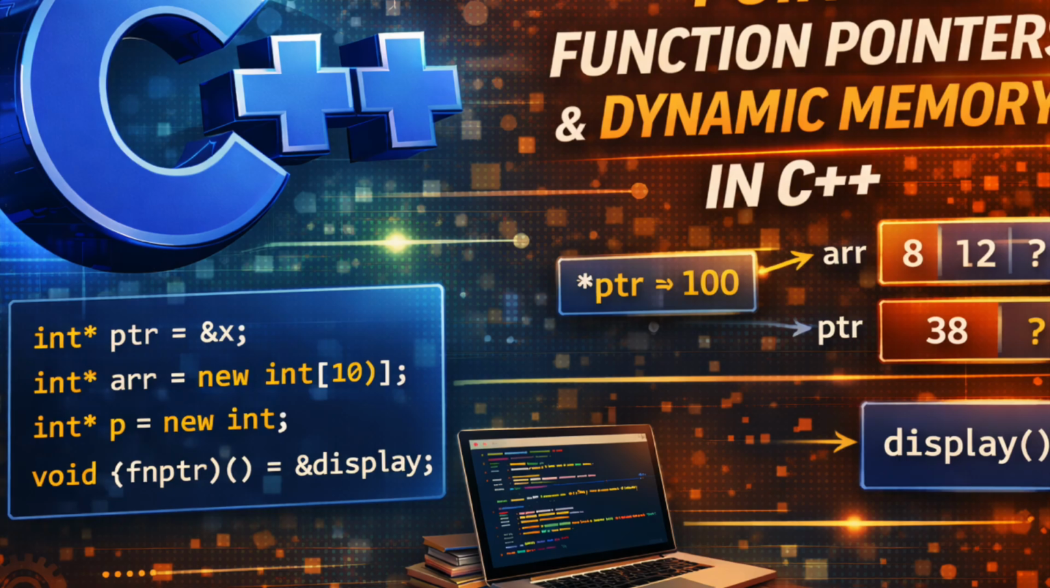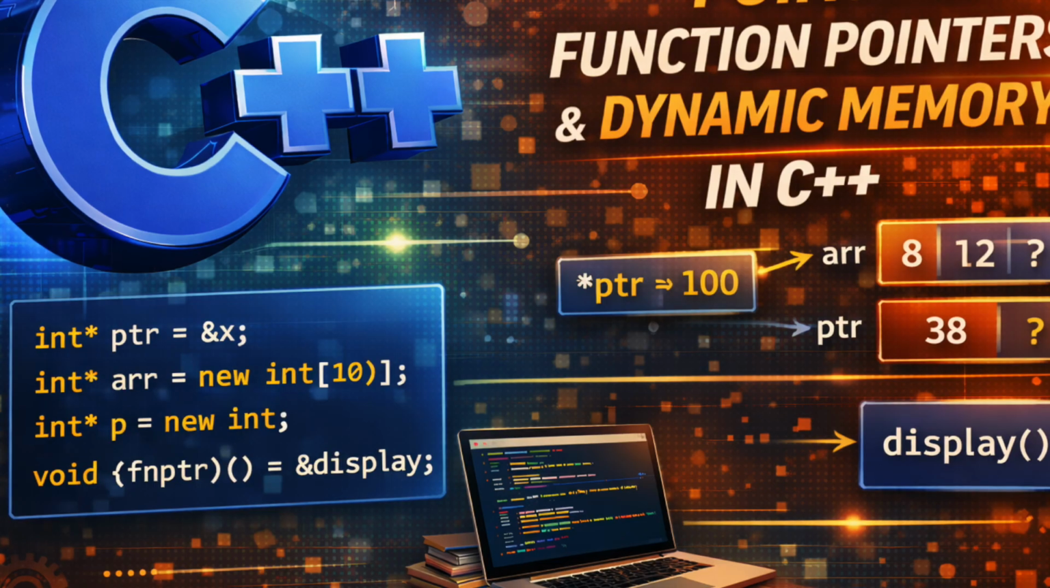Exactly. And that control starts with two tiny but mighty symbols, right? Yeah. The address-of operator and the dereference operator. Let's start with the address part. How do we get the address of a regular variable? We use the ampersand. This is the address-of operator.